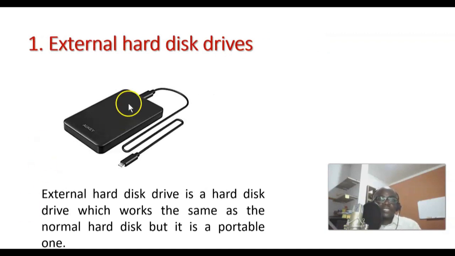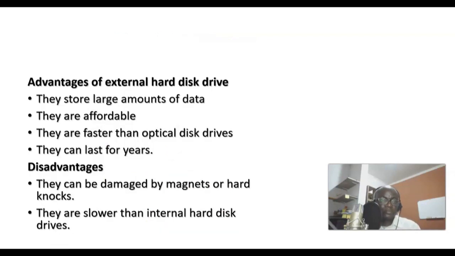Here is a picture of an external hard disk. An external hard disk drive is a hard disk drive which works the same as the normal hard disk, but it is a portable one. If you remember, in the last lesson we learned about hard disk drives, but those are built inside a computer. These are portable. You can connect them to a computer.